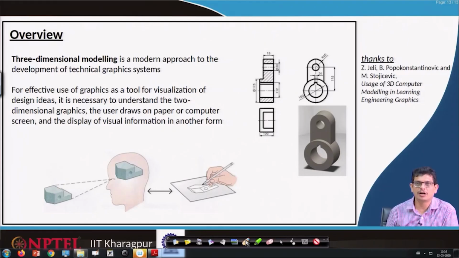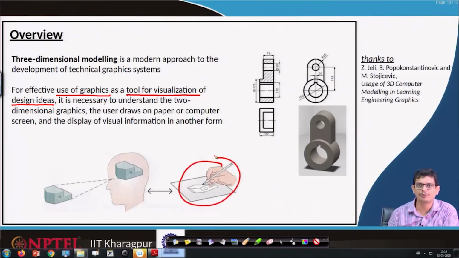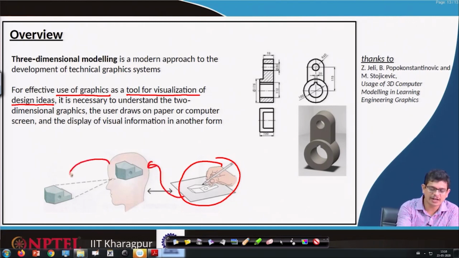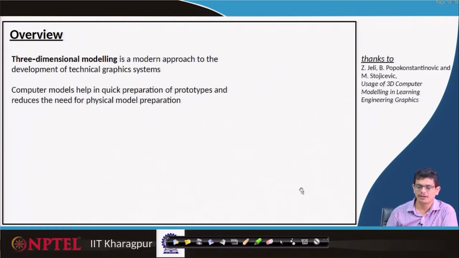Usually computer graphics involves effective use of graphics as a tool for visualization of design ideas. We first try to construct on a two-dimensional sheet, interpret that, and from there finally construct the 3D objects. The other advantage of computer graphics is that if one would like to quickly prepare a prototype, it is quite easy to use these drawings.